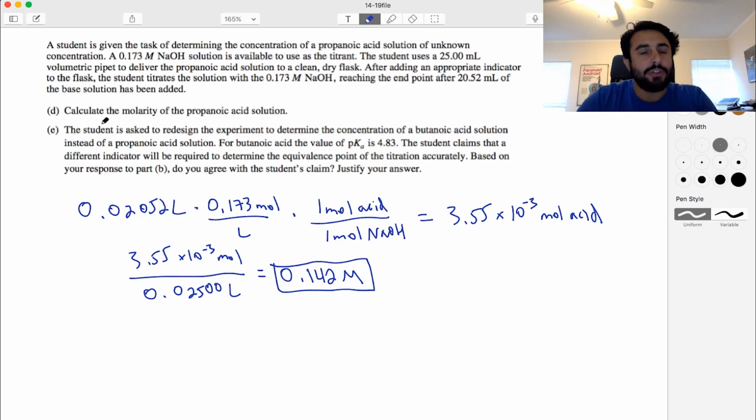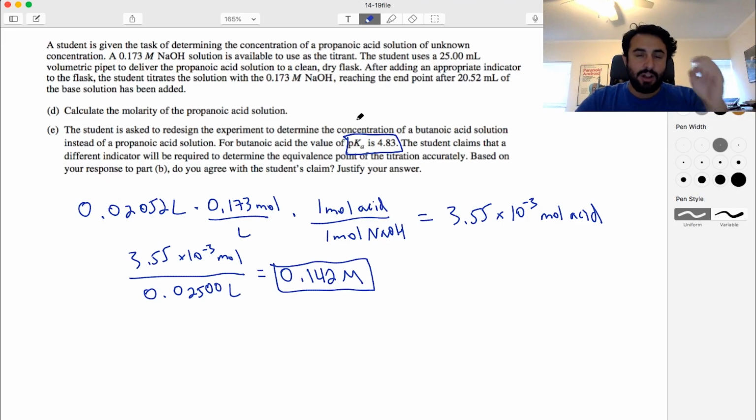Then finally, the student is asked to redesign the experiment to determine the concentration of a butanoic acid solution. So very similar to propanoic acid, just one more carbon on the chain. For butanoic acid, the value of its pKa is 4.83. The student claims that a different indicator will be required to determine the equivalence point of the titration accurately.